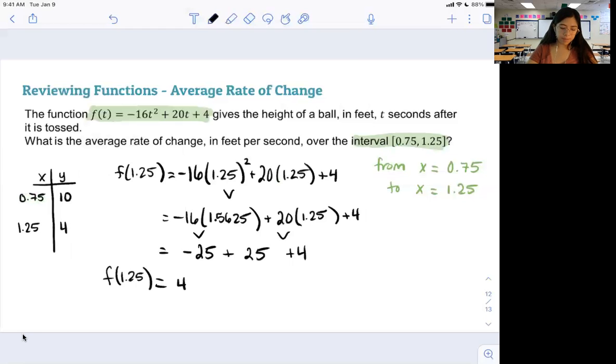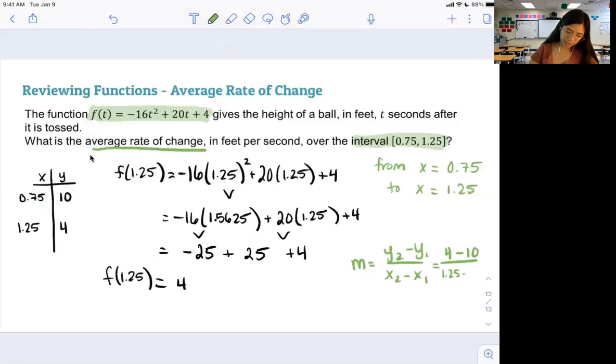And now that my table is complete, remember, don't lose sight of what we're doing. We're finding the average rate of change. So I go back to my formula and I plug everything in. So this would be 4 minus 10 over 1.25 minus 0.75. 4 minus 10 is negative 6. 1.25 minus 0.75 is 0.5.